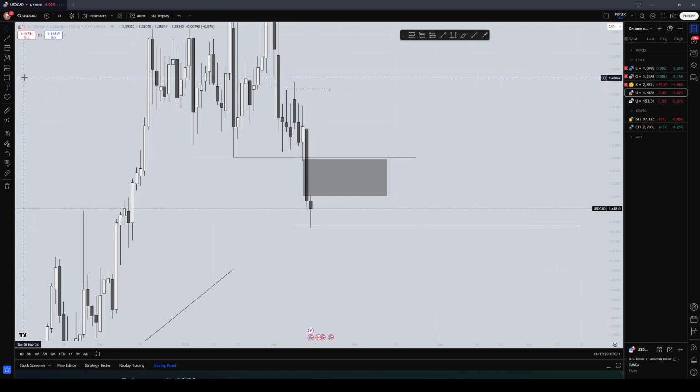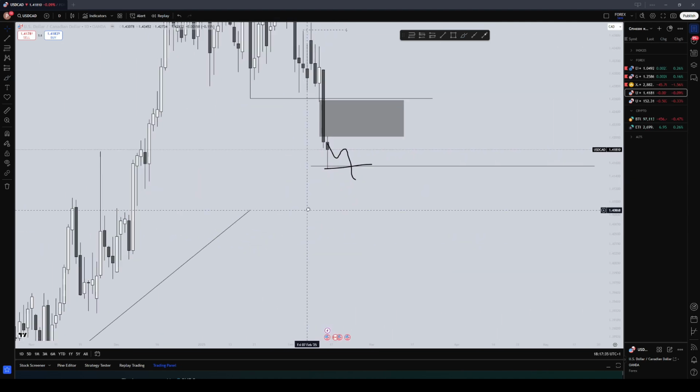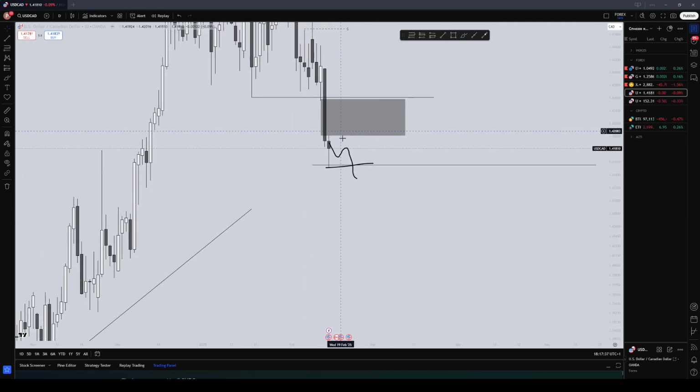So at this moment, for me, two possible scenarios: it's correctional move to this daily imbalance and continuation of the short from there, or continuation of the short, of course, just without correctional move to our target there. And then, of course, we should wait for the reaction to understand if price wants to make a correctional move or price wants to continue short to our targets lower.